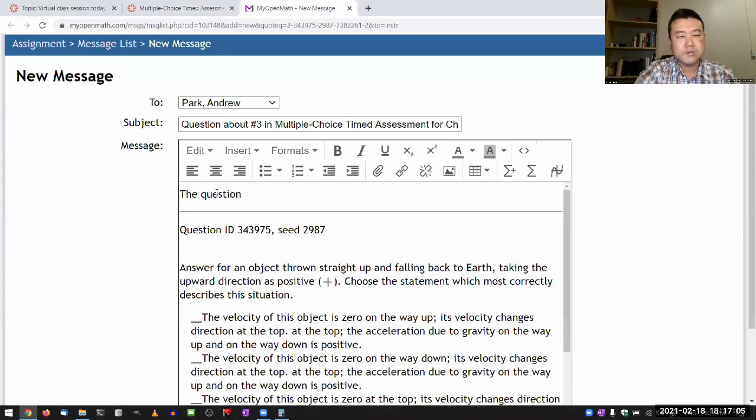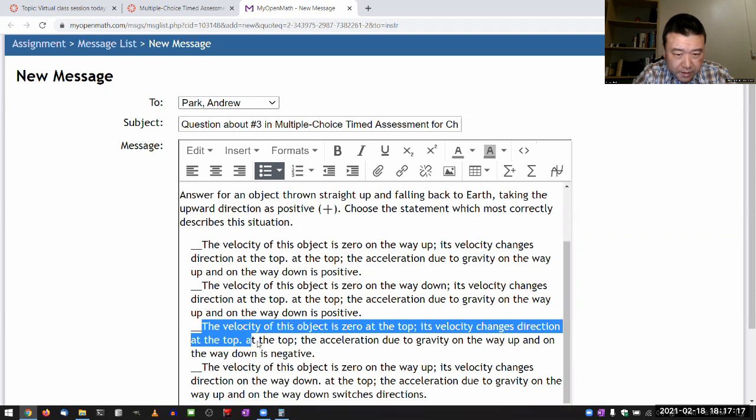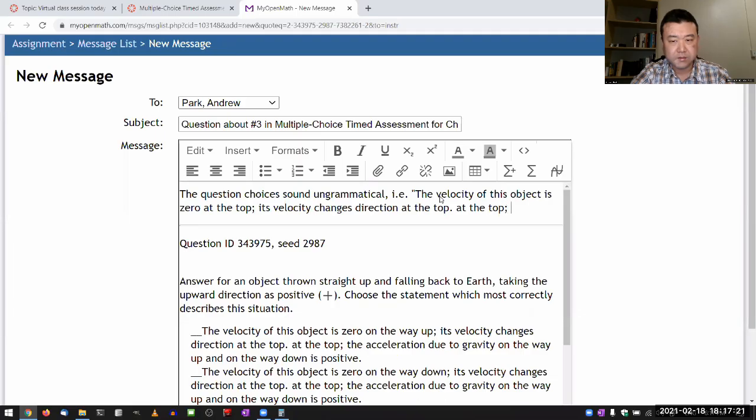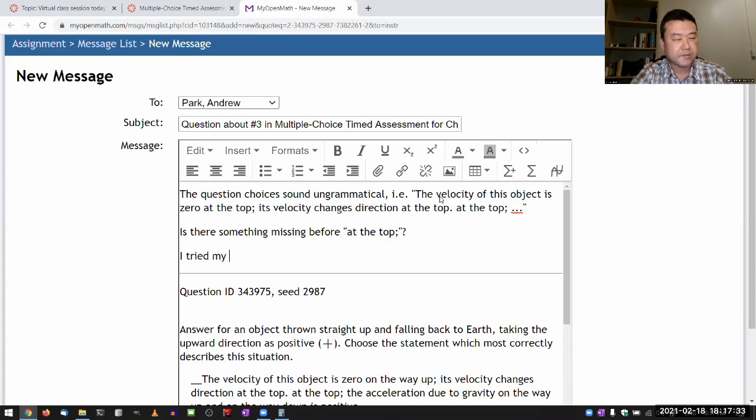The question choices sound ungrammatical, i.e., here the velocity and like at the top, yeah, ungrammatical. Is there something missing before "at the top"? I tried my best to select the correct answer.